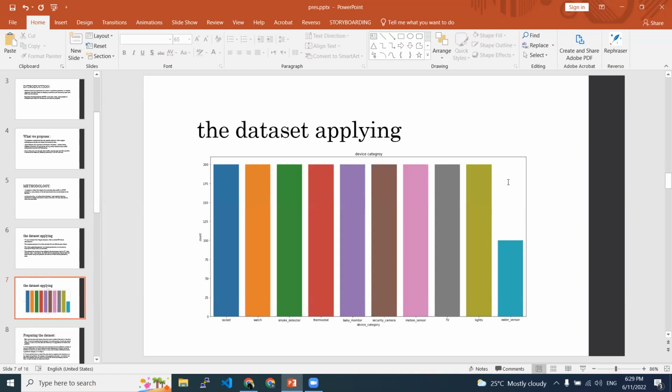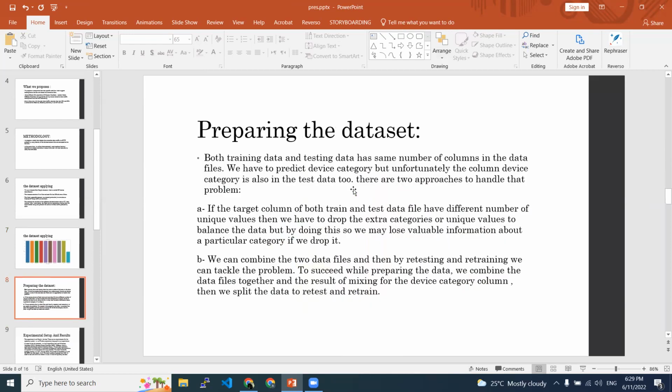Here we can see each sensor and how many packets each sensor has, and the water sensor actually has 100 packets. Preparing the data set: both training data and testing data have the same number of columns in the data file. We have to predict the device category, but unfortunately the device category column is also in the test data too.